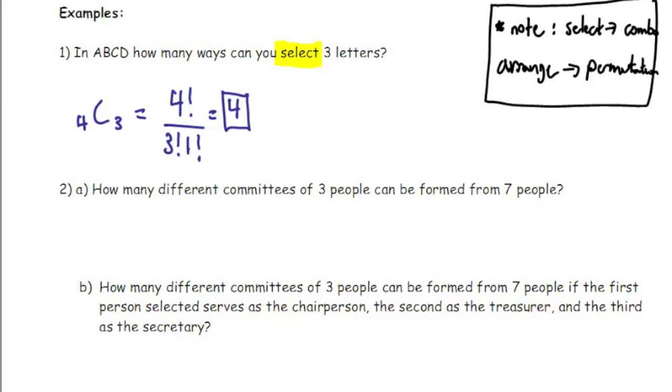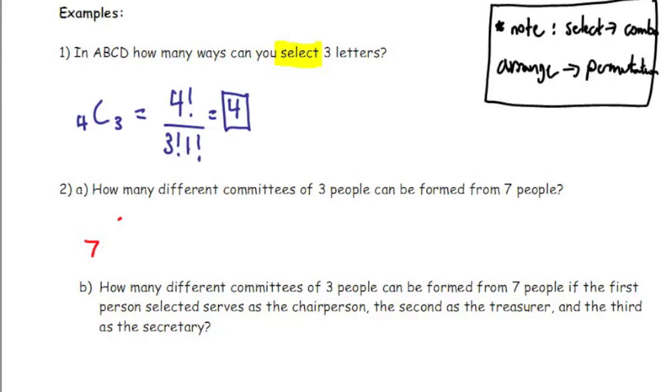Sweet. What about number 2 then? How many different committees of 3 people can be formed from 7 people? So again, none of our keywords are here, but we just need 3 people out of a set of 7. It doesn't say anything about one has to be the president, one has to be vice president. Just 3 people.